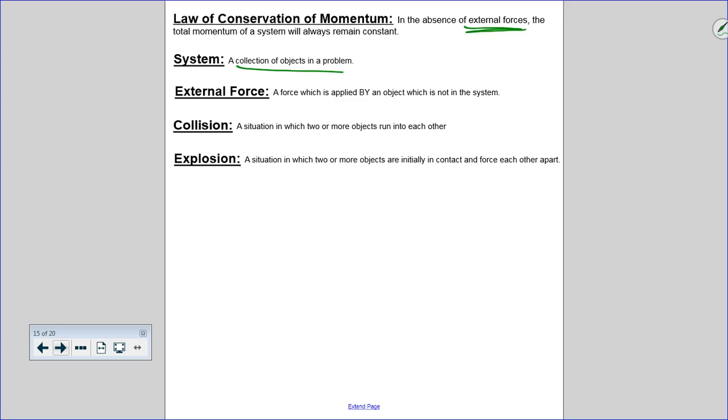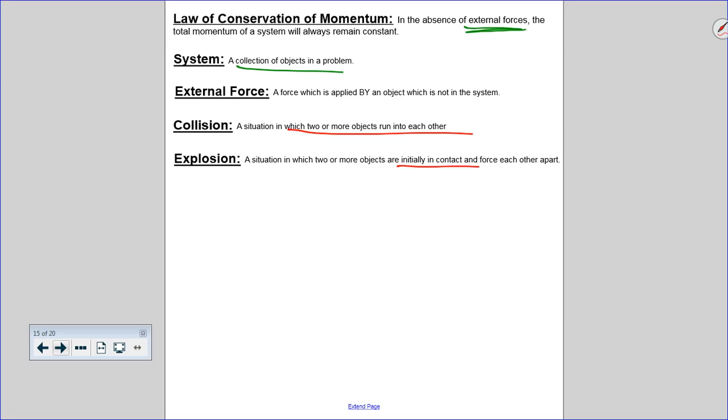Basically, we'll be talking about two different types of problems. We'll be talking about collisions, in which two or more objects are already moving and they run into each other, and what's called an explosion, in which two or more objects are initially in contact and they force each other apart.